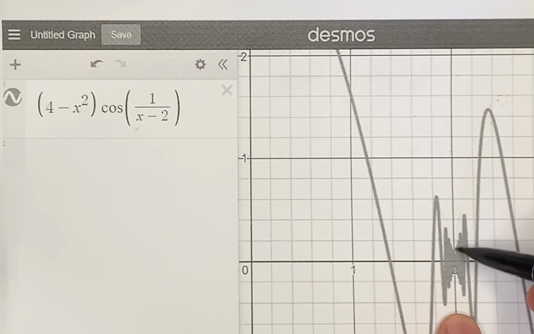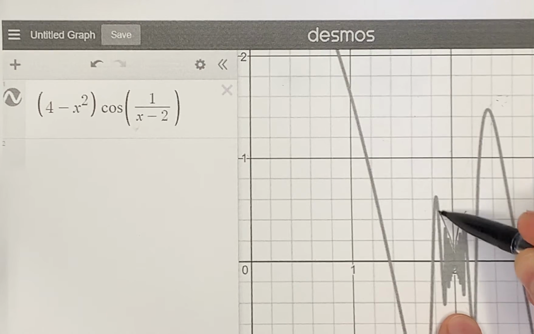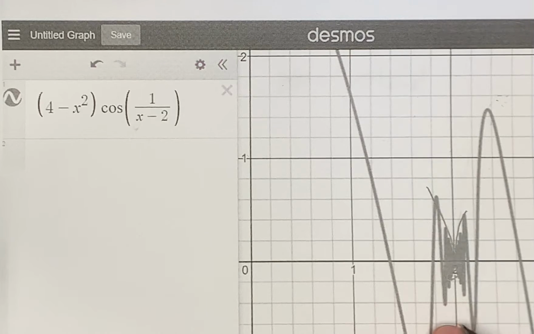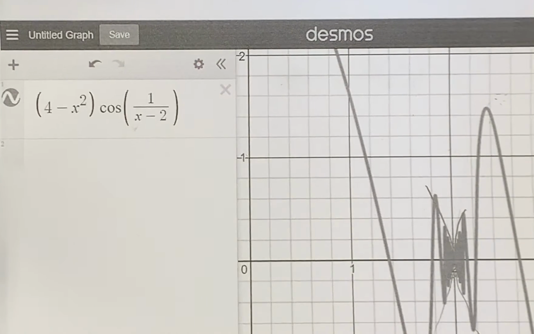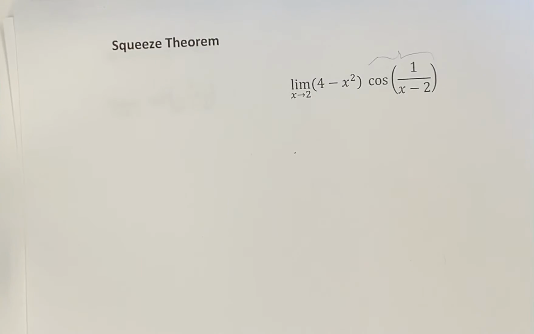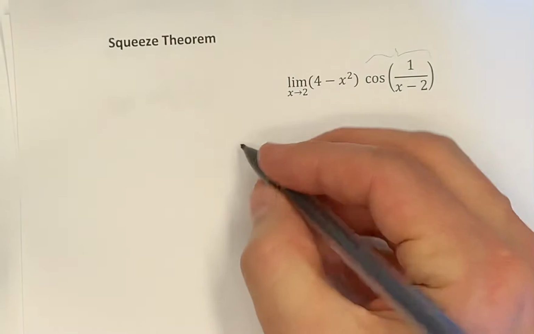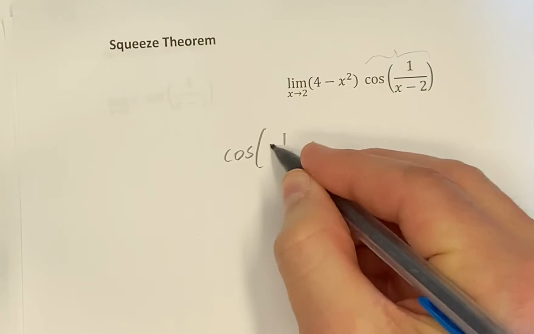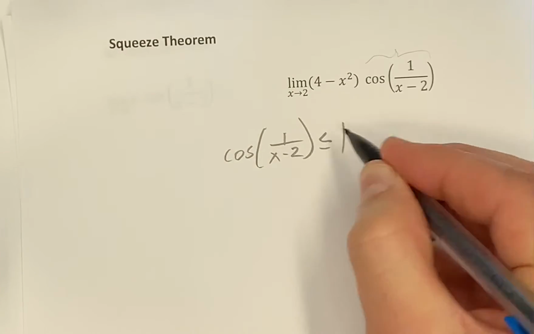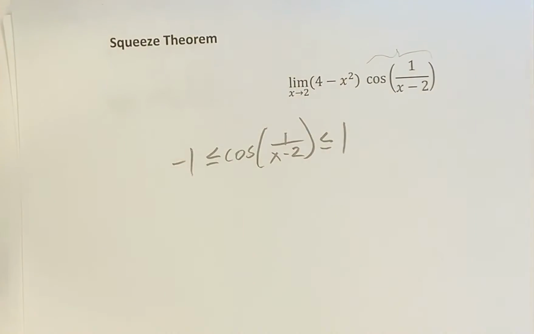But can you see how the top of those points near 2 get smaller and smaller, and the bottom gets smaller and smaller? That's a classic opportunity for a squeeze. So what we do is we say cosine of anything, in particular cosine of 1 over (x minus 2), is stuck between 1 and negative 1, right?